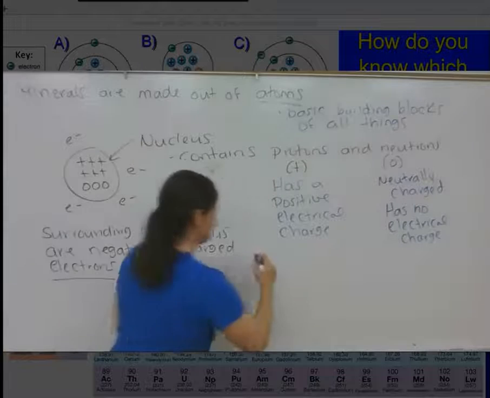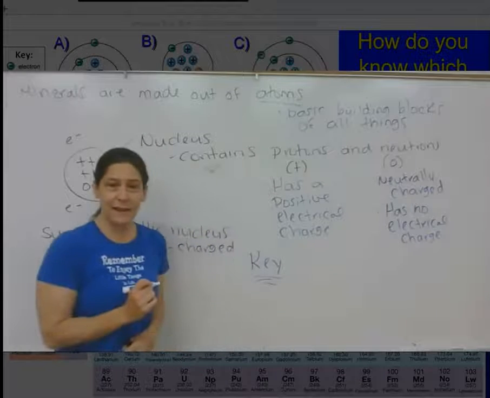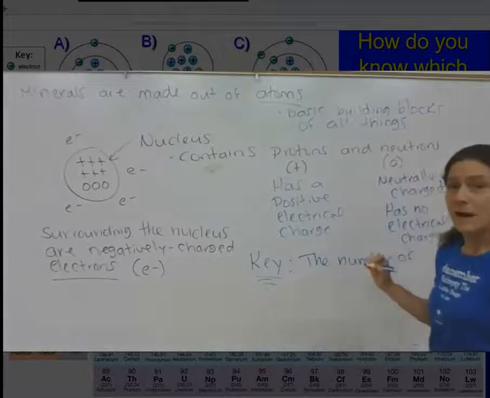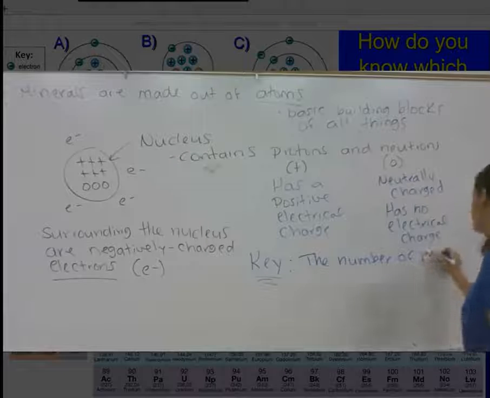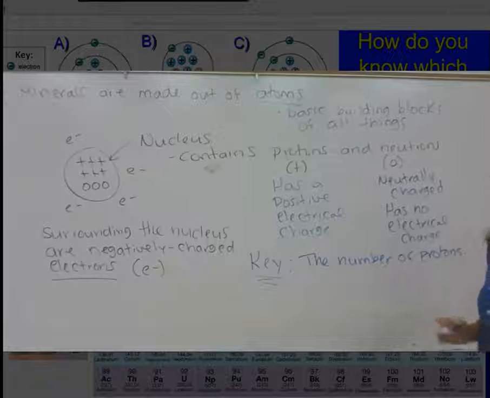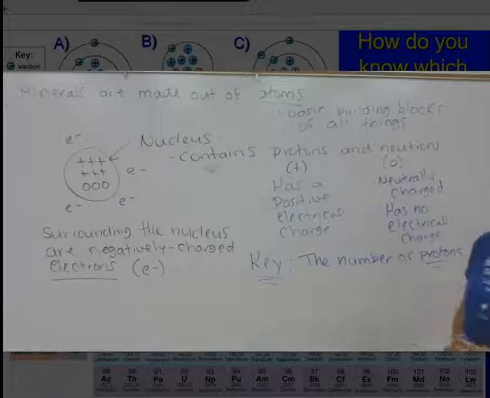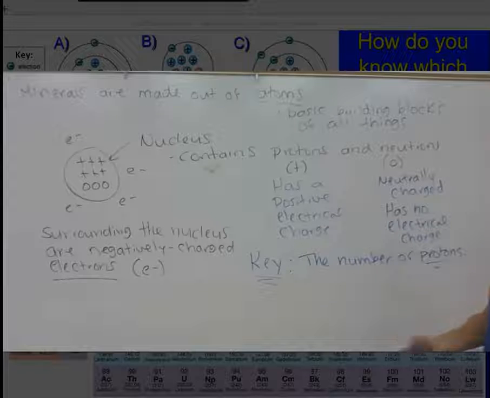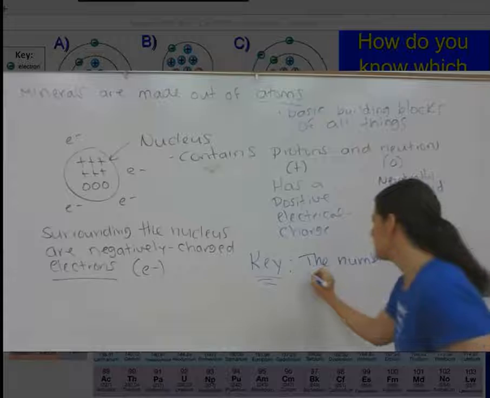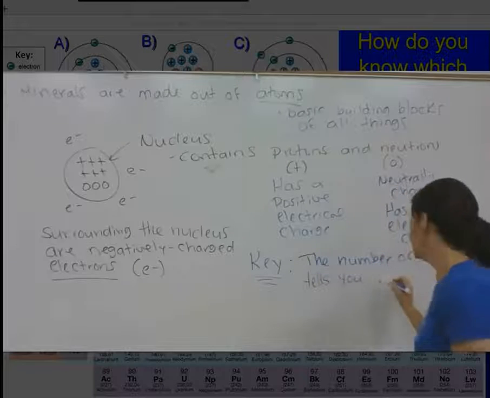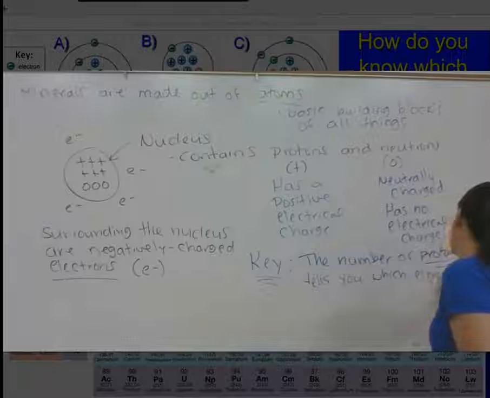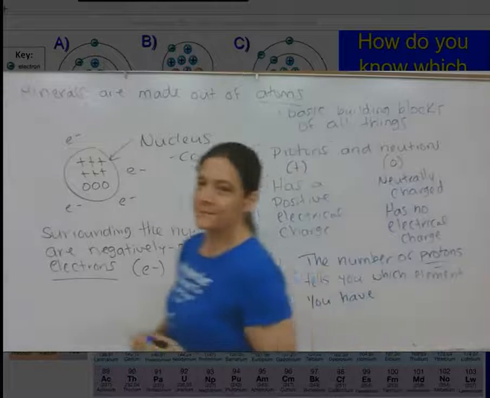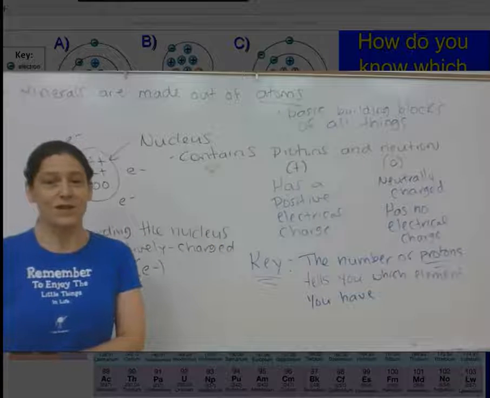Where can I put it? Let's put it down here. So a key thing when you look at an atom, the number of protons, for those of you that know more chemistry, they call this the atomic number. I'm not going to ask you to memorize that because, I don't know, it's just a word. For me, as long as you know it's the number of protons, that's actually what the whole point of it is. So, again, the key is the number of protons tells you which elements you have.